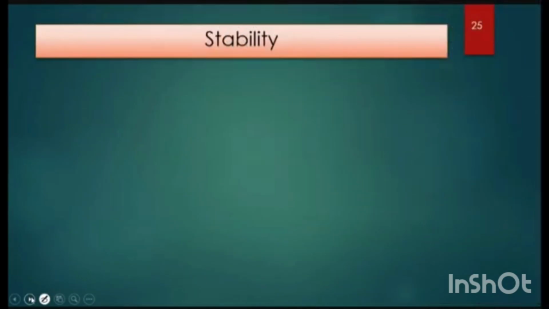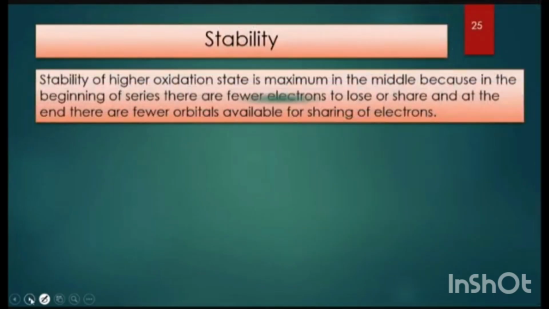Stability. Here, the stability of higher oxidation state is maximum in the middle because in the beginning of the series there are fewer electrons to lose or share, and at the end there are fewer orbitals available for sharing of electrons. In the previous slide I showed you that manganese was the element with the highest oxidation number, and it is going to be the most stable also. It is because it is in the middle, and also it has the maximum number of unpaired electrons.